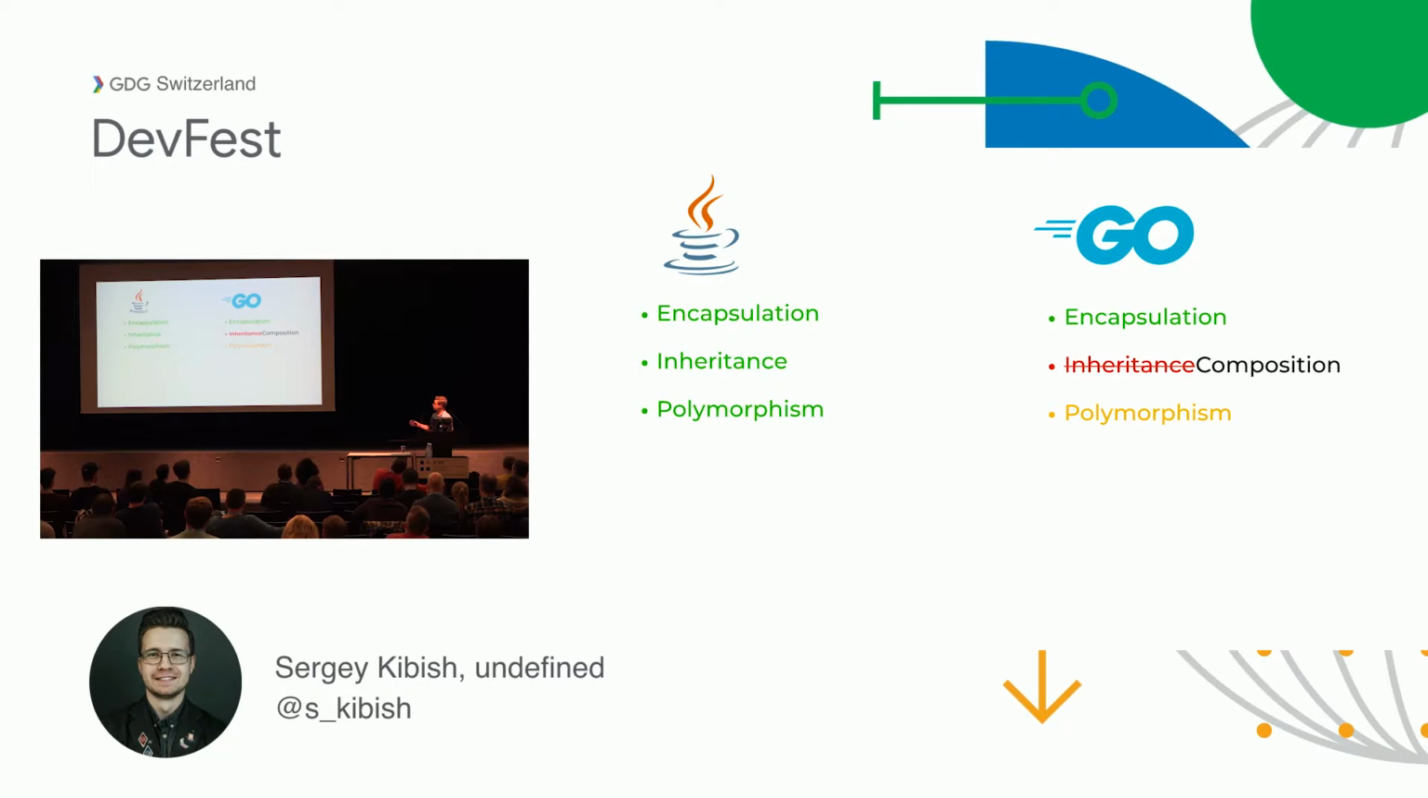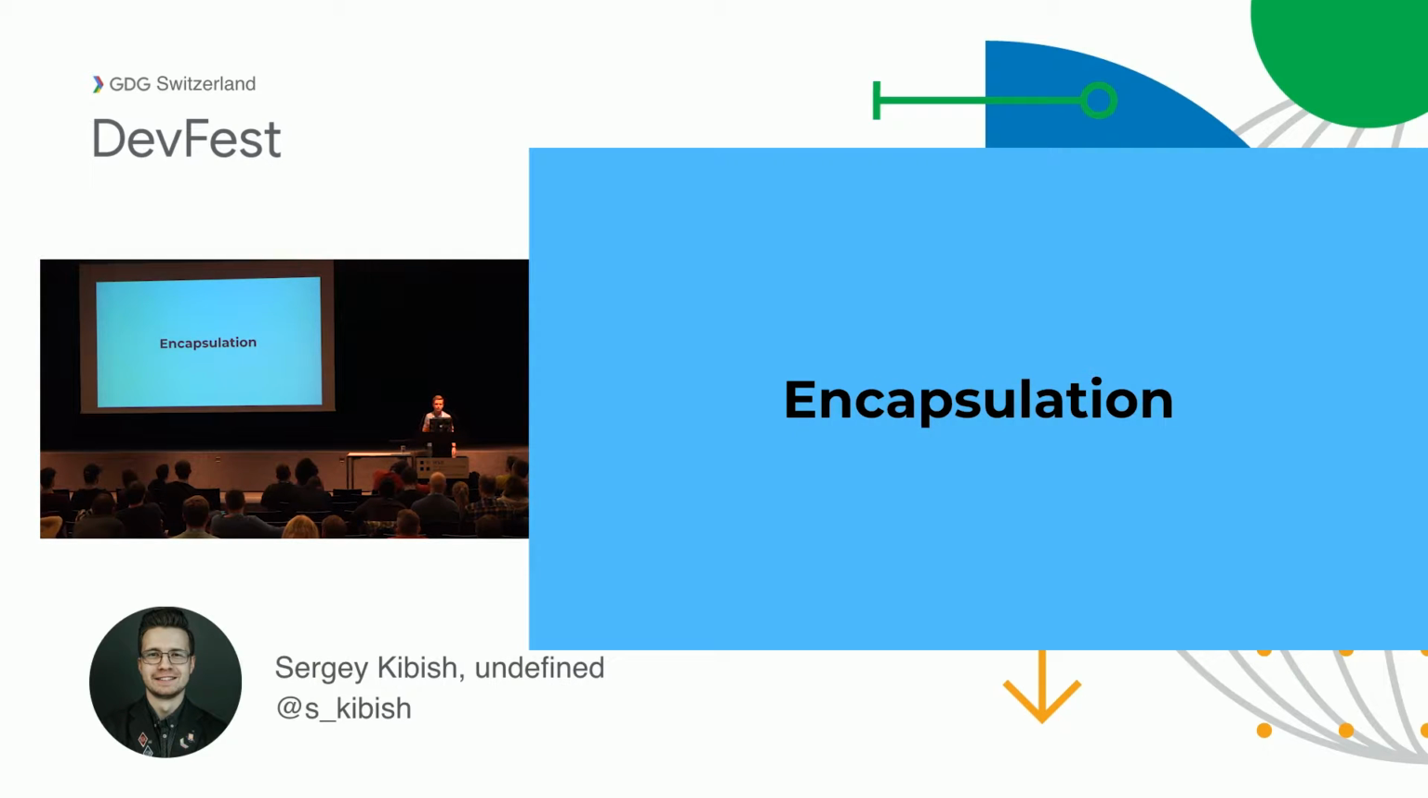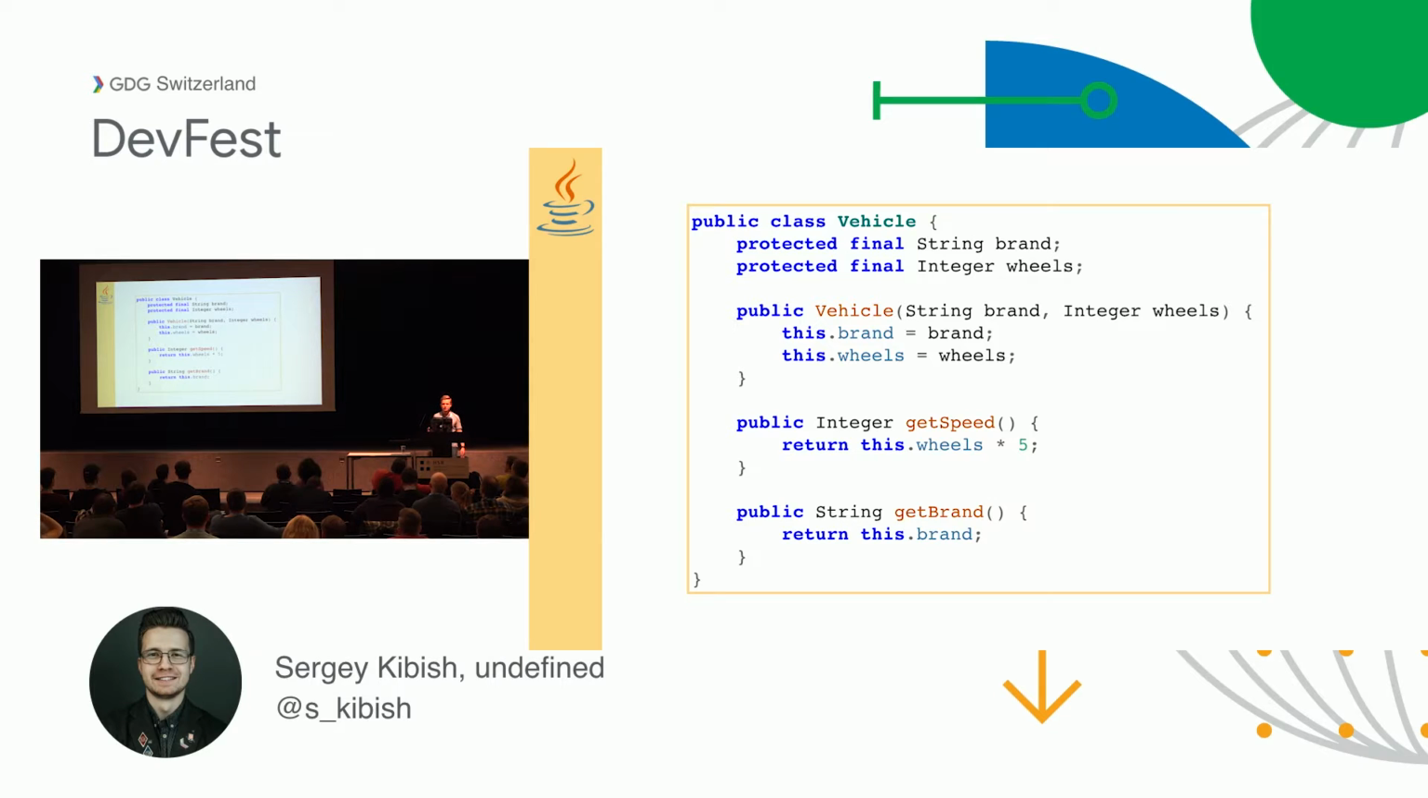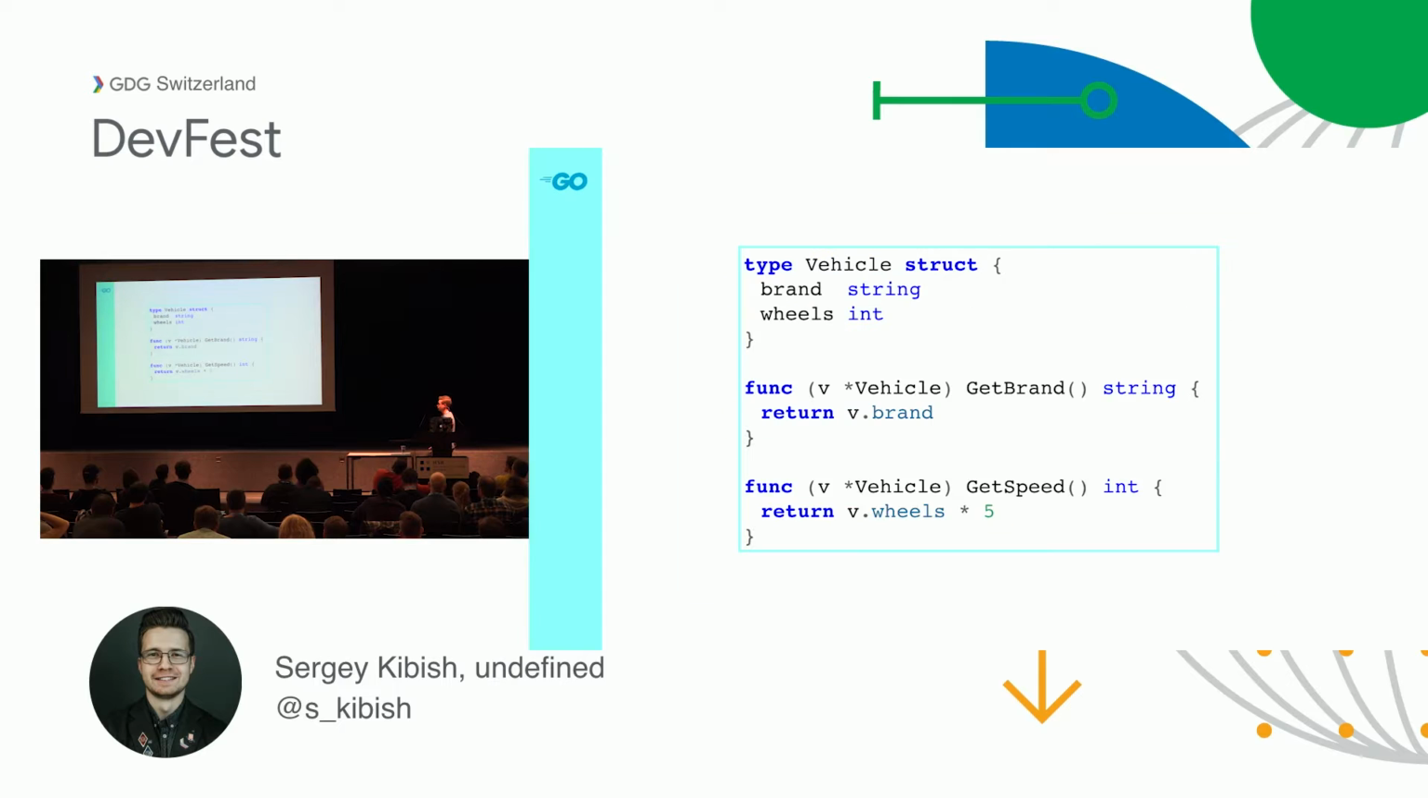So let's start with examples of these three language properties, and we will compare them side by side. So, encapsulation. Consider this simple class. We have a vehicle, we have some brand, we have wheels. We don't give direct access to the brand and wheels. They are kind of protected. And we have only public methods that can access these attributes. The same thing in Go.